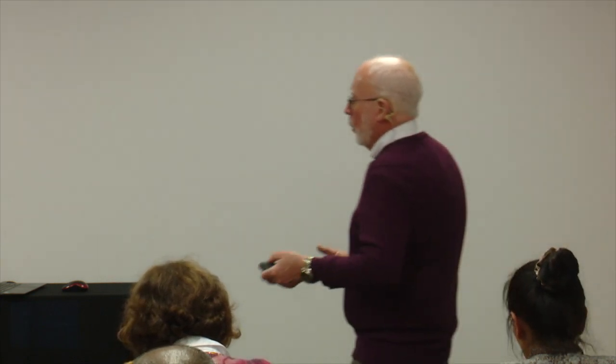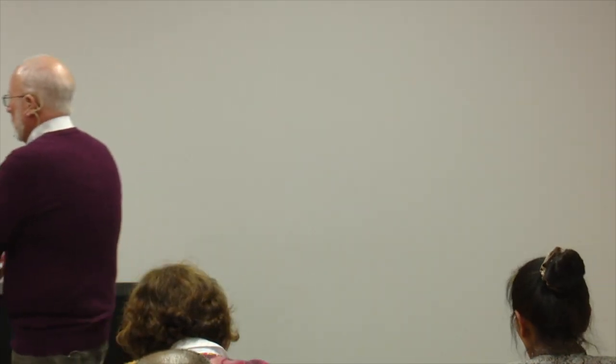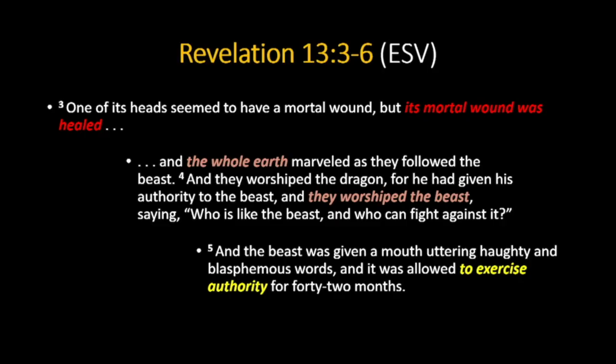And so there we've got the flow, huh? Mortal wound healed, the whole earth worships the beast, and this beast has actually been exercising the authority of the dragon, because he gets his authority from the dragon for 42 months. Are we all right? We can see that flow of thought in those verses? Yep. That's verses 3 down to 5. We've looked at those already.